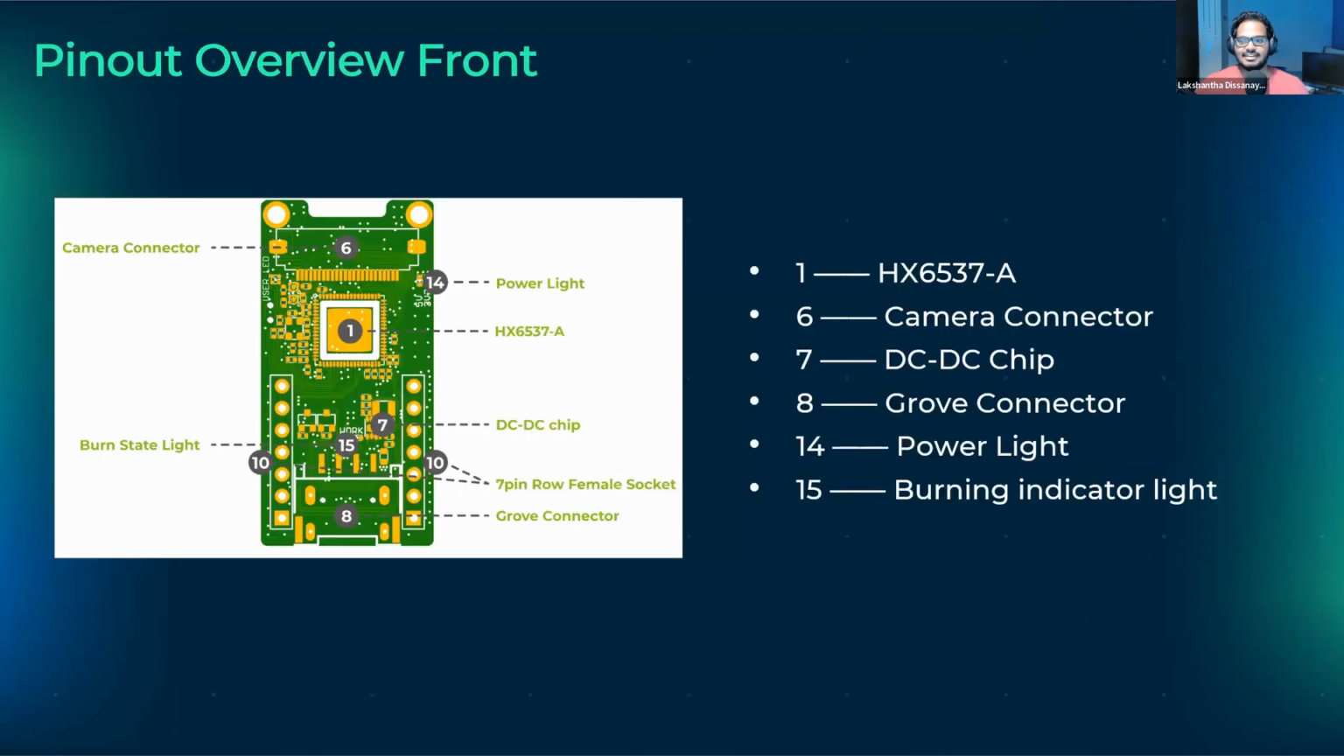Okay. So I will just briefly go through this module because this is the main focus of our workshop. This is the main chip, the HX6537 chip, the camera connector, the DC-DC chip, and the Grove connector, which I mentioned before. There's a power light and a burning indicator light. When we use this module, we need to flash different AI models into this device. After training on the Edge Impulse Studio later on, we have to flash the firmware to the device. When we flash it, this LED light will keep on blinking. So that's the indicator light.